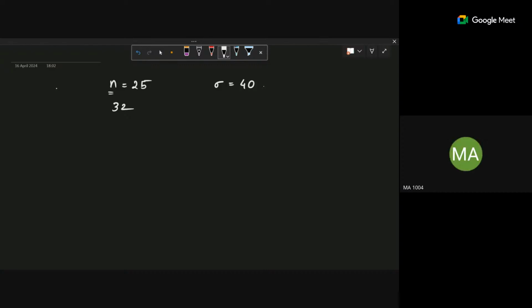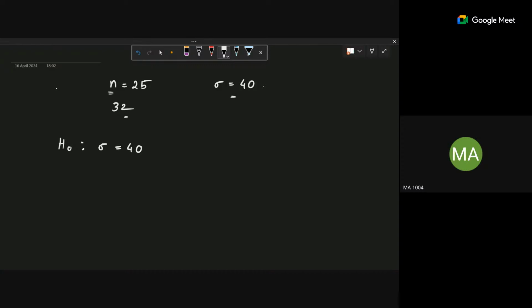Yes, ma'am. So what will we be checking there, 32 or 40? 40. So our null hypothesis will be for 40, right? Why is it so? Because this standard deviation 32 came from this sample of size 25, right? So our null hypothesis will be, let's say, the standard deviation is 40.